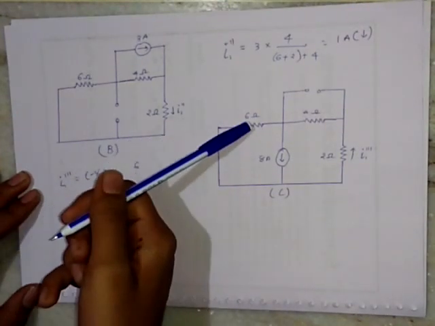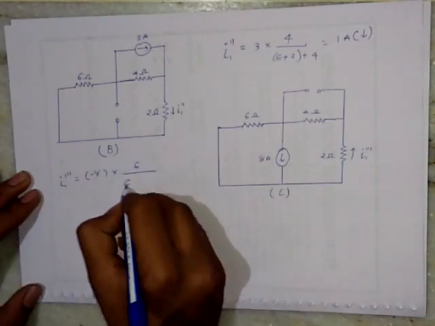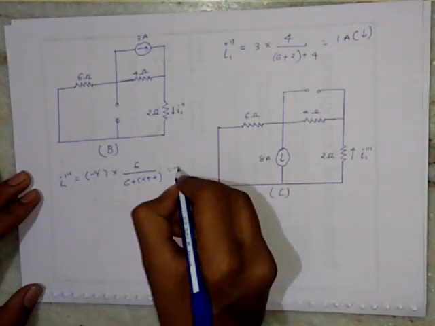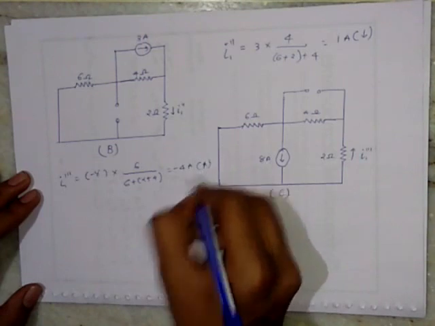Now 6, that is the parallel resistance, and the total resistance 6 plus 2 plus 4, the equivalent will be minus 4 ampere, that is in the upward direction.